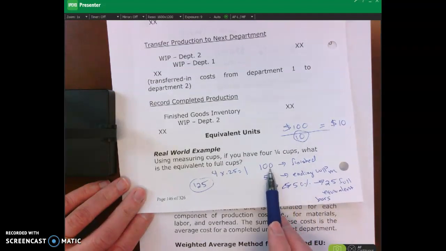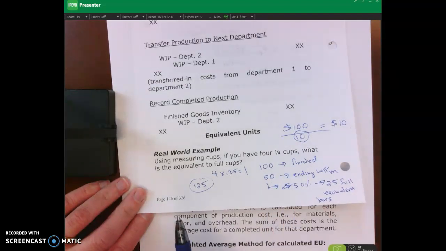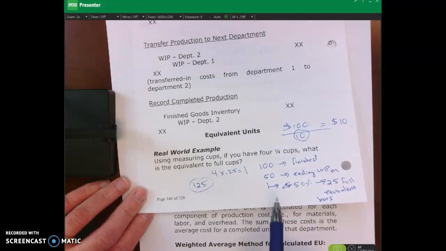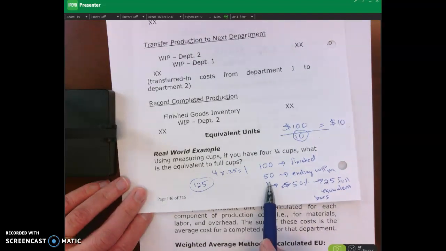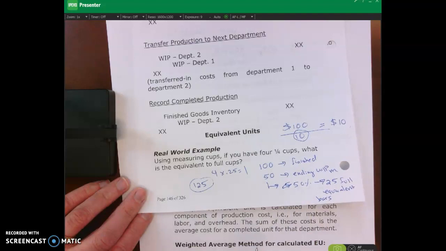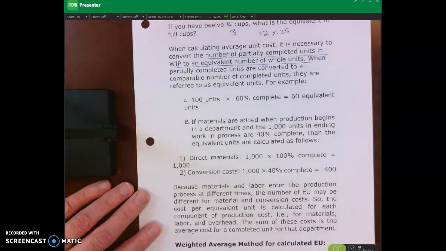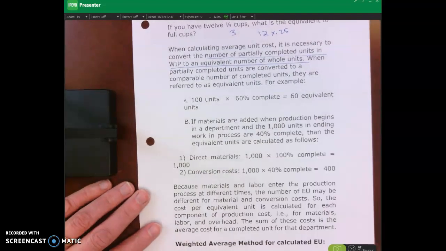So our denominator when we're calculating our cost per unit will be equal to the number of units completely done plus the number of equivalent full units in ending work in process. And how do we figure out the equivalent full units in ending work in process? The number of units in ending work in process times their percent complete, which is what we're doing right over here.